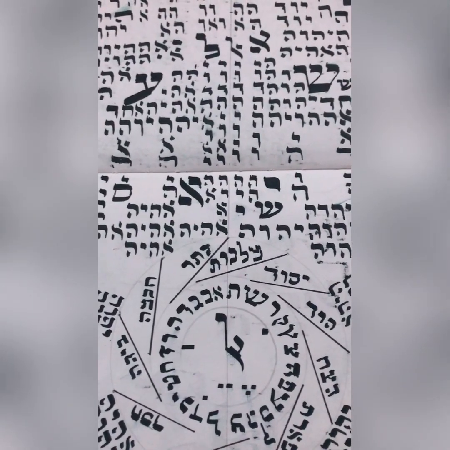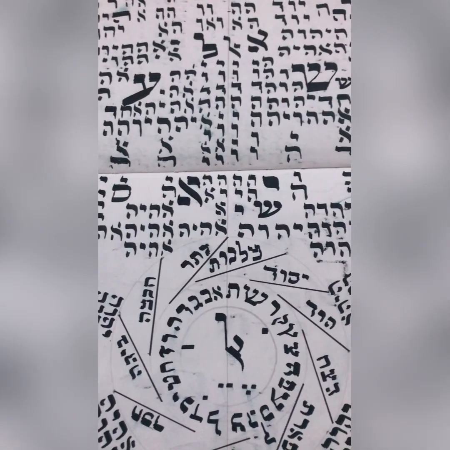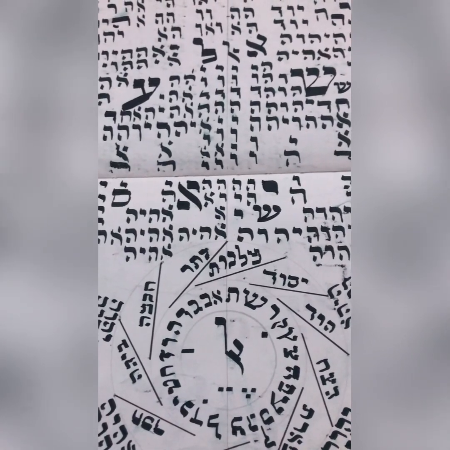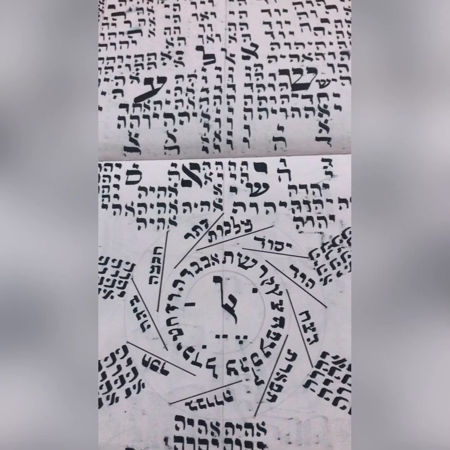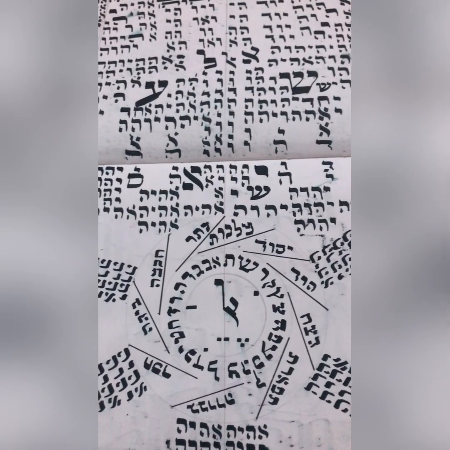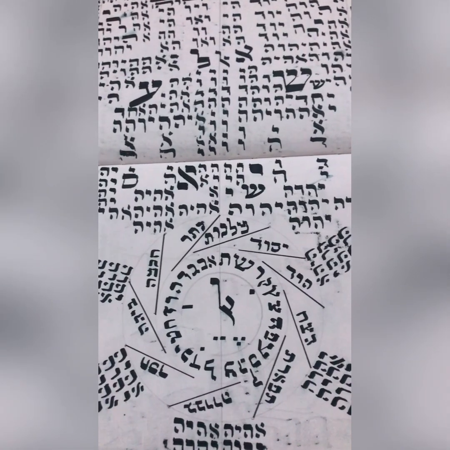To begin with, we have to understand the 4 worlds, as shown here. Now that we have the basics, let us begin.